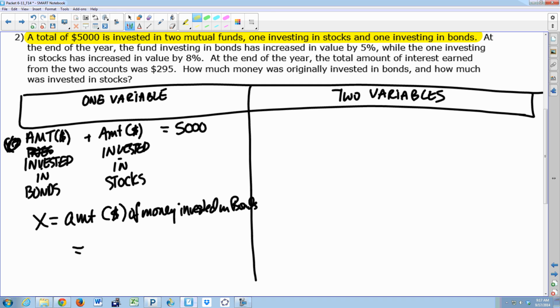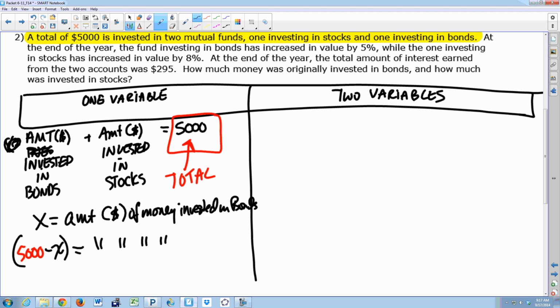So if you're working with one variable, this is the key. You always use your total, and you subtract from your total the part you know, which is called X. Notice the total has to come first or you'd end up with a negative number. So this is the amount, and this is where you get to use your little dittos, what do you call those little lines when you're copying what's right above it? Invested in stocks, right? That's how you do it with one variable.